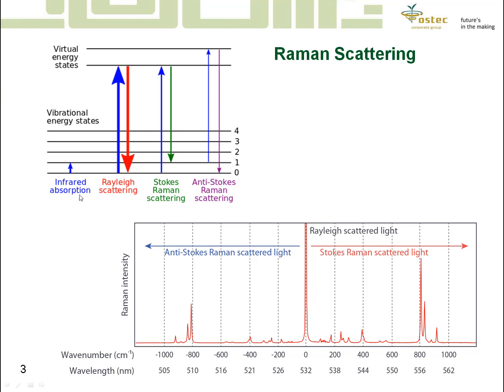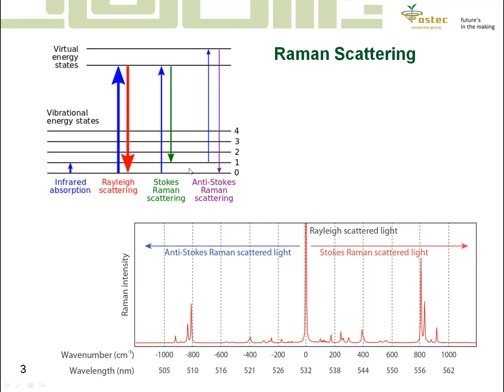Another possible way is absorption. For example, infrared absorption, when light fits the energy level distance and the photon energy is completely absorbed by the system, by the material.